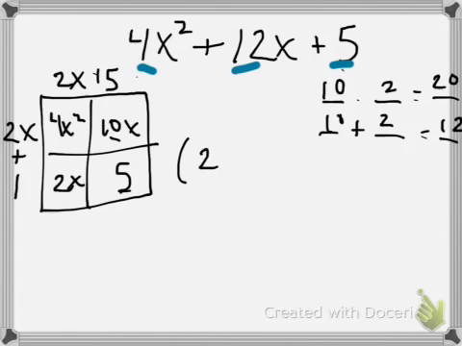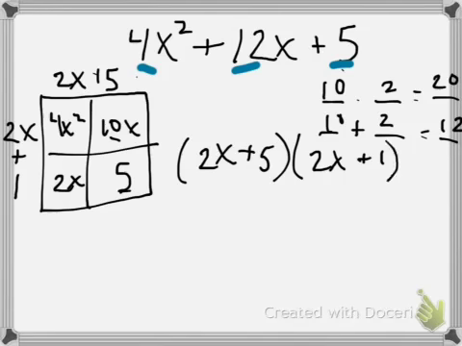So you do 2x plus 5, and then 2x plus 1. And then that would be your answer right there.